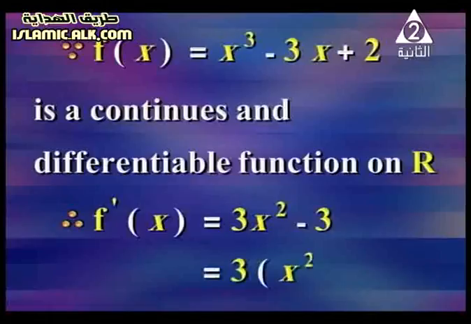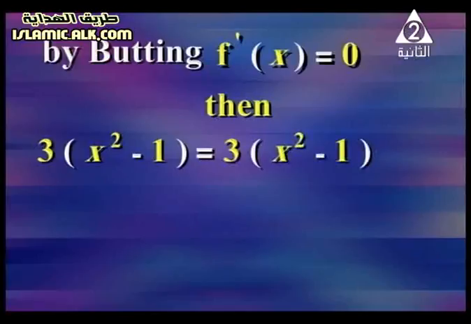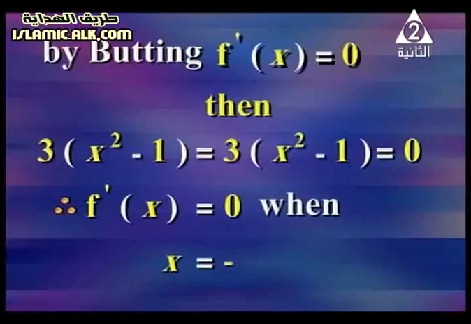After that, dear student, we have a common factor 3. Then 3x power 2 minus 3 becomes 3 multiplied by the bracket x power 2 minus 1. Then by putting f dash x equals 0, what do you deduce? 3 multiplied by x power 2 minus 1 equals 0. What is the value of x? In this case, f dash x equals 0 when x equals positive or negative 1.